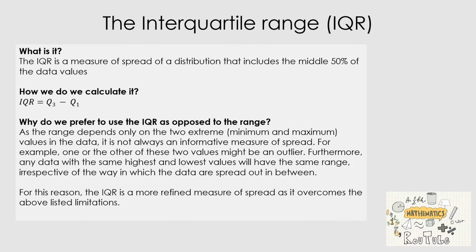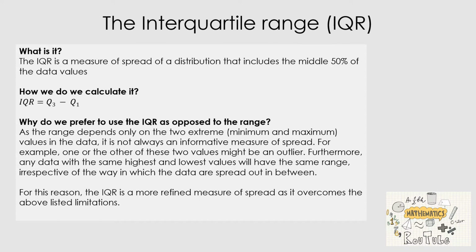All right, now let's turn our attention to the interquartile range. So what is it? The interquartile range is a measure of the spread of a distribution that includes the middle 50% of the data values. This is really closely aligned to box plots, which we're going to have a look at a little bit later. If you need some more information on box plots and seeing that middle 50% of the data values, feel free to jump over and have a look at my box plot video as well.